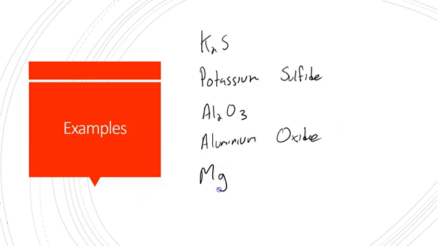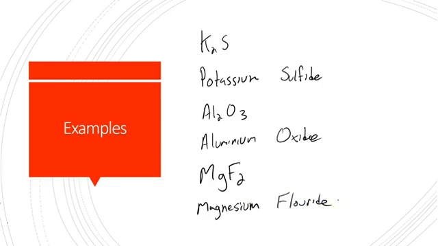And then we have MgF2. We write the name of the first thing, so magnesium. And then the name of the second thing, fluorine, but because it's just that element, once again, it's going to be fluoride. So this would be magnesium fluoride.